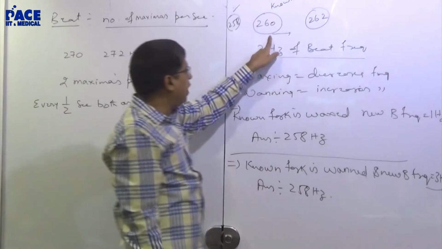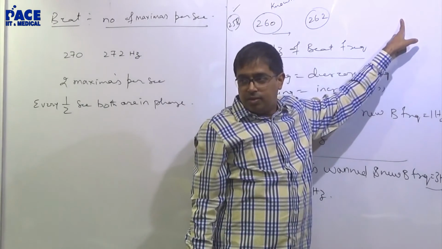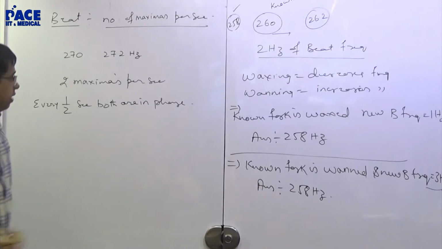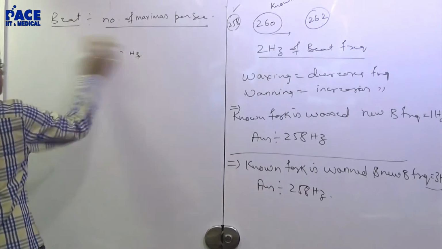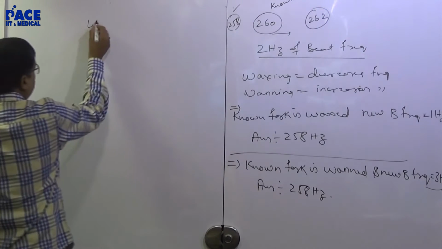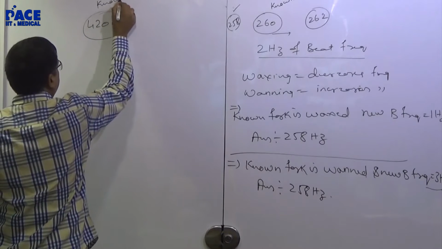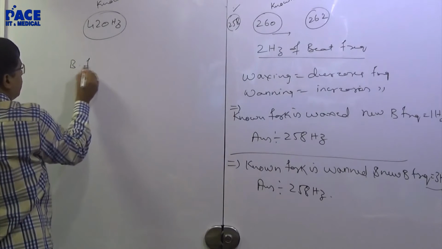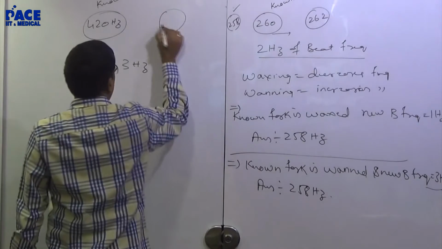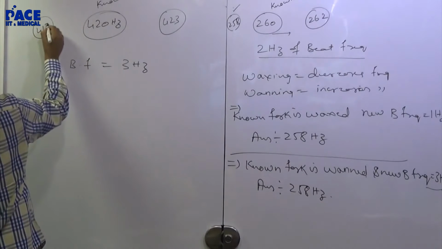Right? And when you are waning, this will not increase to 265, right? Such a huge difference doesn't happen. See, let me take one more numerical example. Suppose I take 420 hertz as the known tuning fork. Beat frequency is turning out to be 3 hertz. That means my unknown tuning fork will either be 423 or 417.